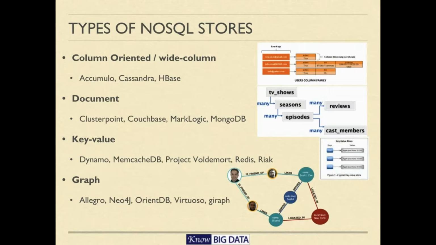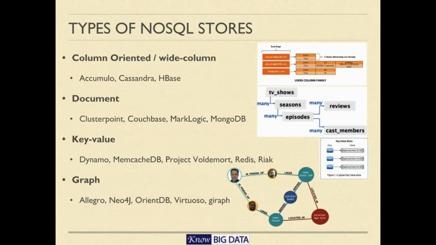Second is the document-oriented database, such as ClusterPoint, Couchbase, and MongoDB. What is a document-oriented database? Let's talk about what a document is. A document is a complex object.